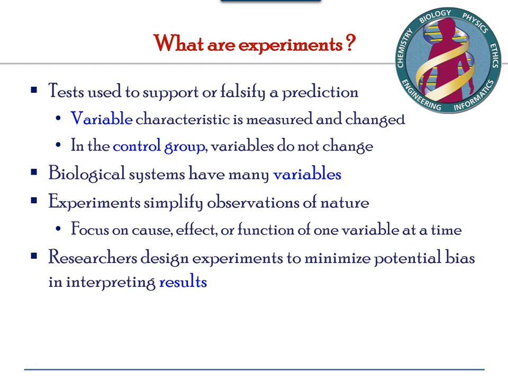What are experiments? They are tests used to support or falsify a prediction. They require a variable, a characteristic that is measured with changes in condition. Experiments always require a comparison with the control group in which variables do not change. Biological systems have many variables. Hence, experiments simplify observations of nature as they focus on the cause, effect, or function of one variable at a time.